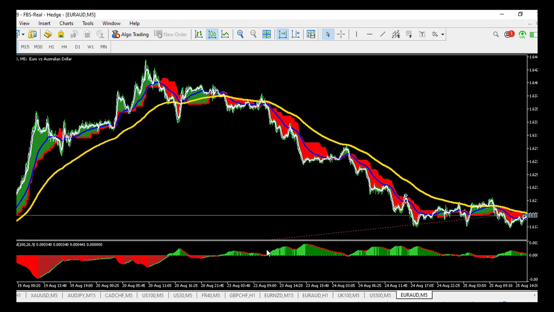So when you see this MACD turn green above the zero level, it means the opposite: that you should sell. And when it is below the zero line, it means that you should buy. So at this point right now, let me just show you quickly.